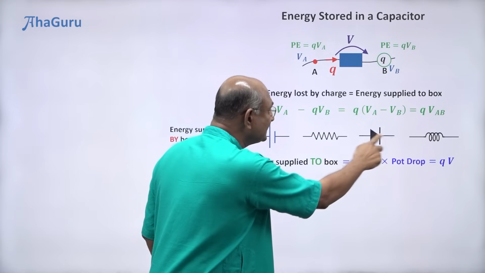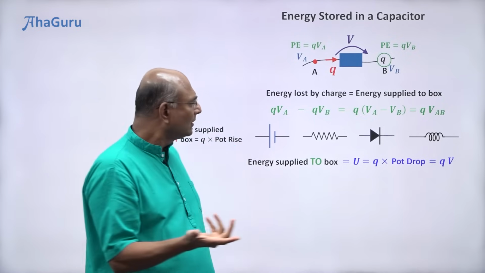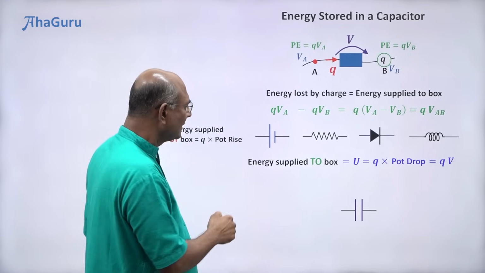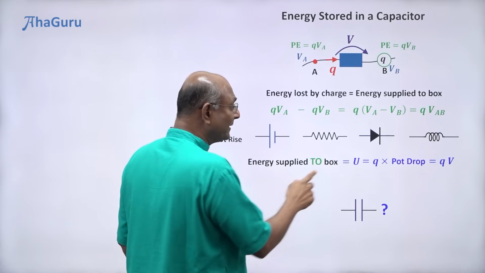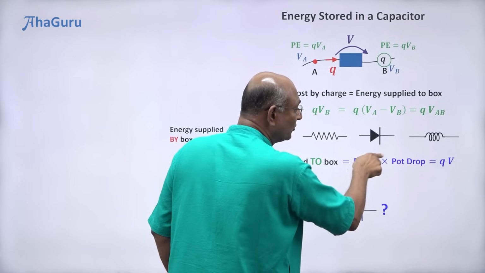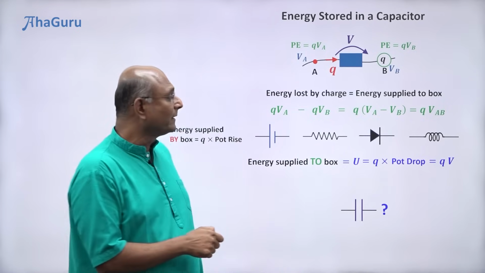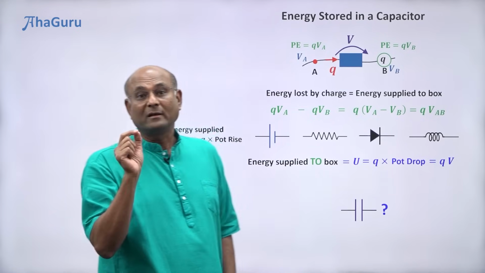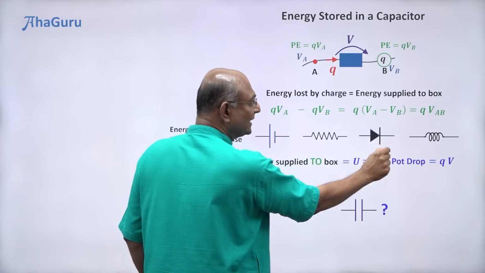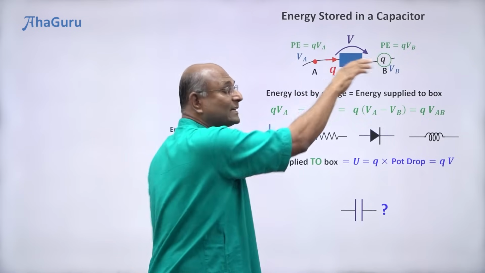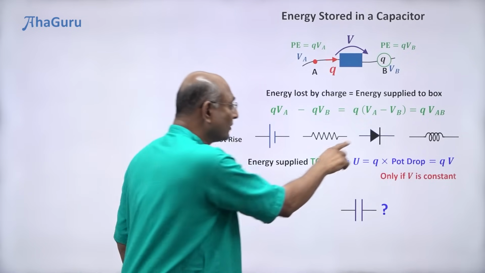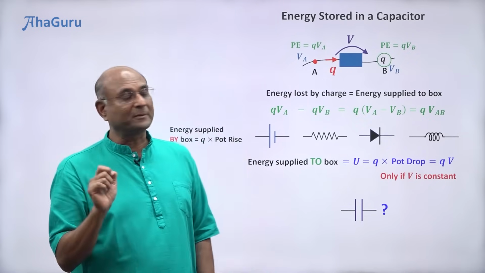I have given all these elements, but there is no capacitor. Why have I not marked a capacitor? Doesn't this formula work for a capacitor? The problem is when we are talking about Q into potential drop, right? Q into V, there is an inherent assumption here that this potential drop will remain constant as the charge flows through. So this is only valid if the potential drop is constant.